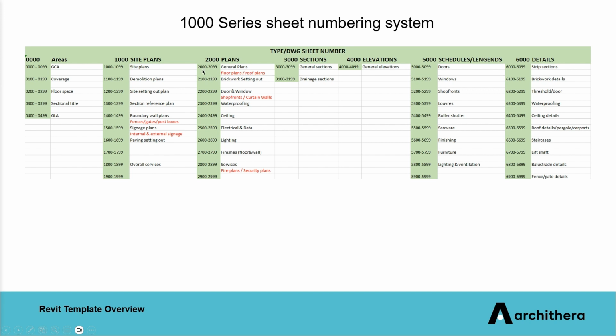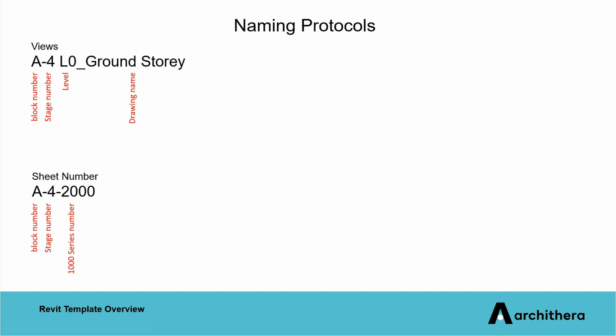So my general floor plans, if I see it's a 2000 to 2099, I know it's just a general floor plan. And then my door and window floor plans, so 2200. And then this is all nicely categorized, my sections as well. For my elevations, just my general elevations. So my schedules, you see my door schedules, my window schedules, all grouped under this same numbering system. And then also for my details, we use the same numbering system that can be used for my drawing sheet number. Next, let's have a look at some of the naming protocols that we've added in the template.